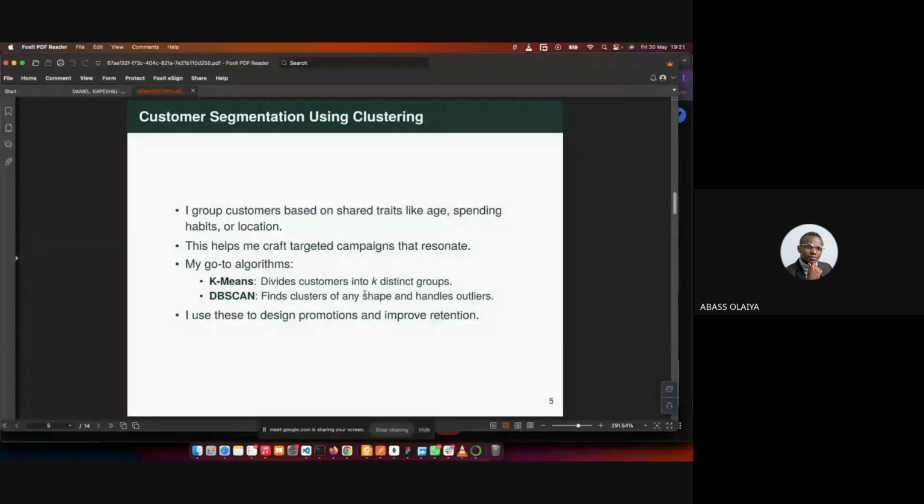And if you are spending the same amount of money on marketing in Ibadan that you spend in Lagos, you are wasting money. Because there are some things you can easily do in Ibadan and you get your customers. So that's what we are trying to study here. My go-to algorithms are K-means clustering and DBSCAN. K-means clustering is basically where you suggest, okay, I want 5 clusters, and it divides your customers into those 5 distinct groups.